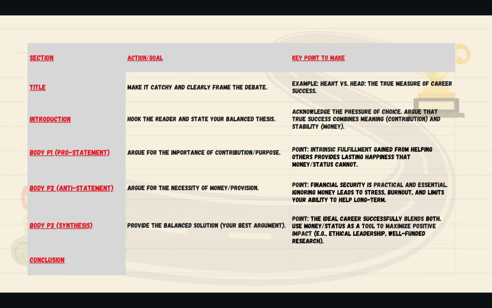And the next paragraph is going to be a synthesis where we provide the balanced solution, and it's going to be our best argument here. The point we will make is that the ideal career successfully blends both, so we're going to use money and status as a tool to maximize positive impact. Examples of this are ethical leadership and well-funded research.